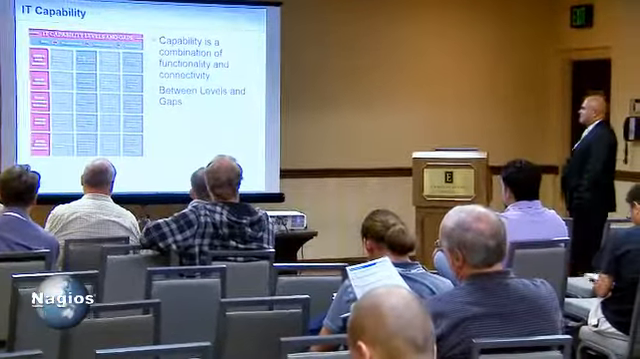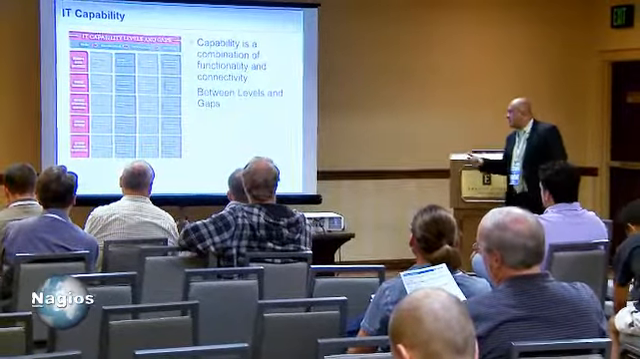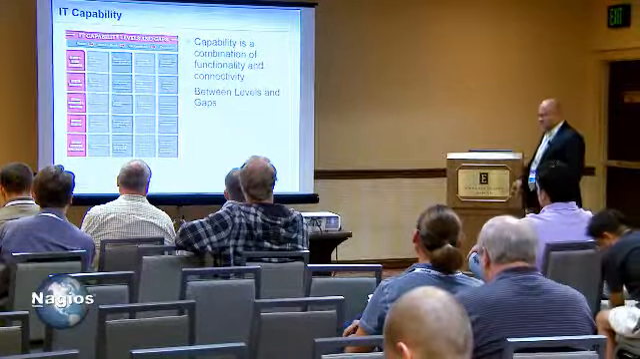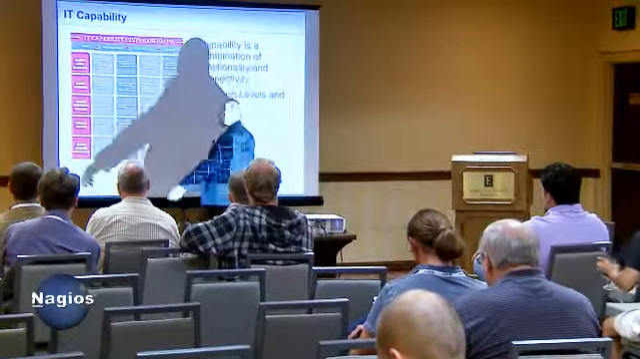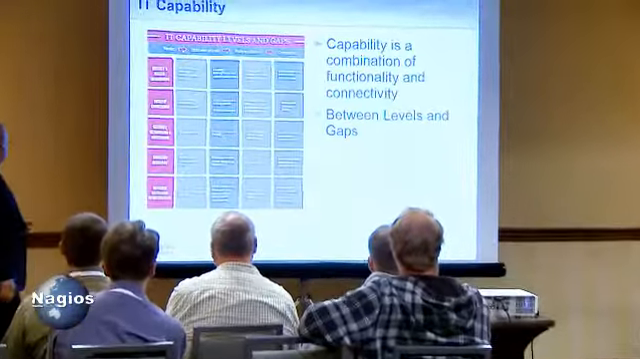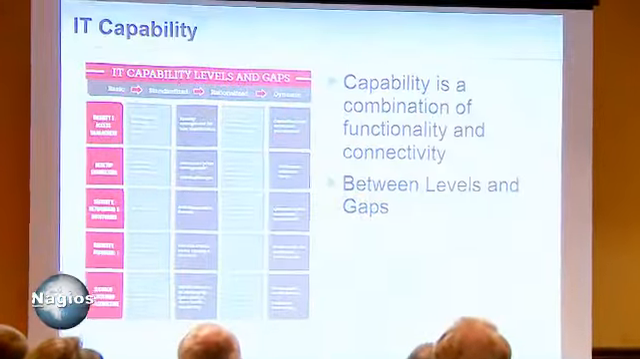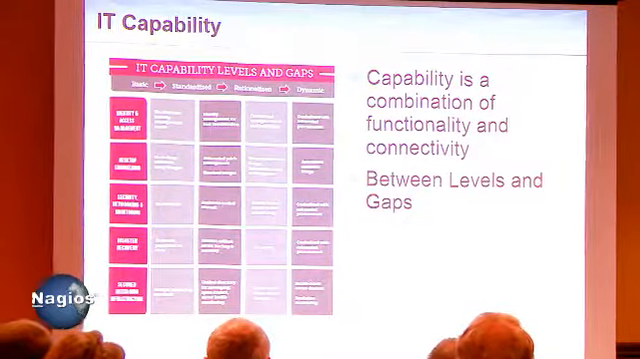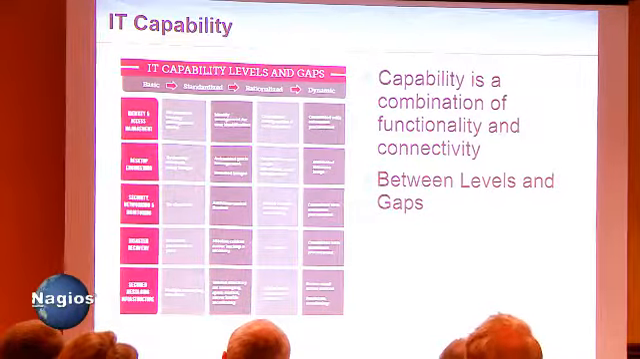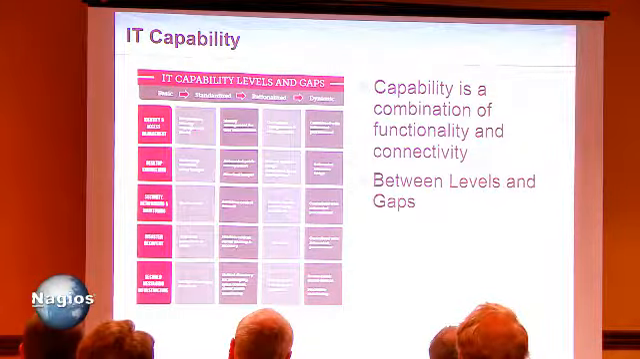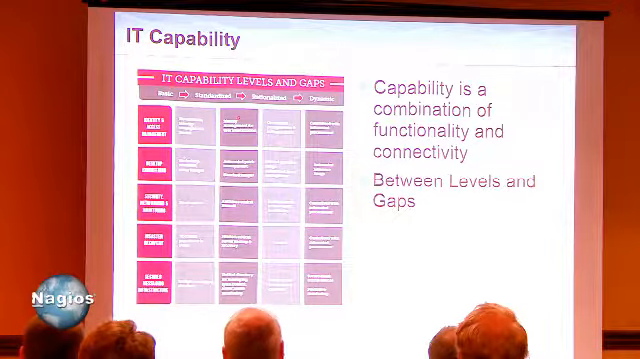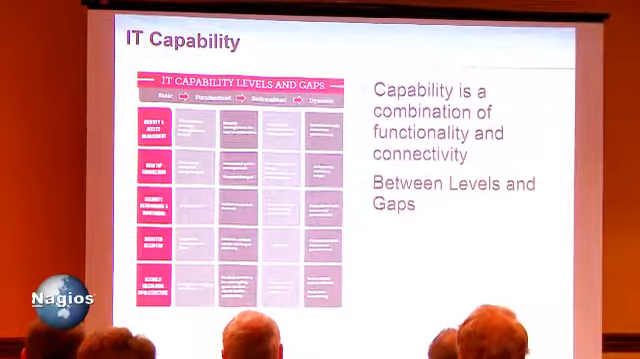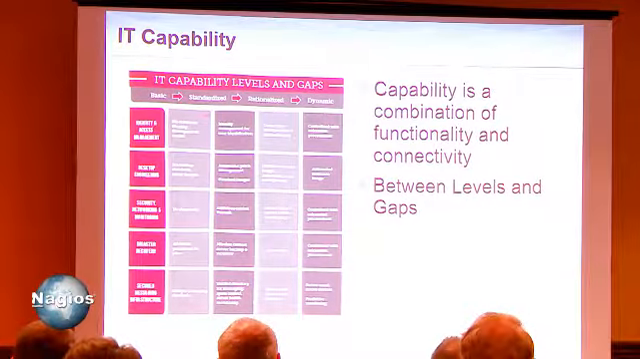Okay, IT capability. It's a combination of functionality and connectivity between levels and gaps. Okay, if you see the graph, IT capability levels. Okay, we have basic, standardized, rationalized, and dynamic. We can identify access management. How? No common identity management model. Identity management has user identification, centralized configuration, authentication centralized with automated, and in this gap.